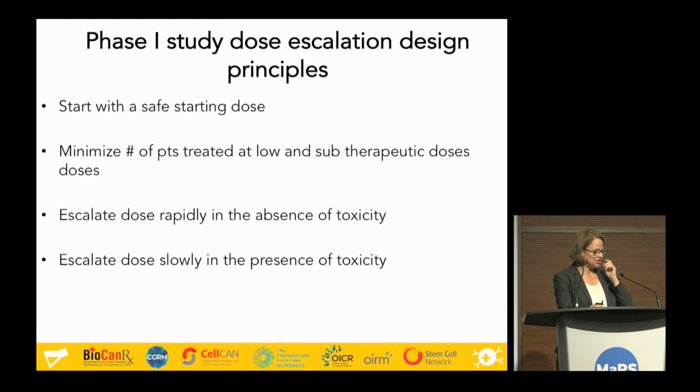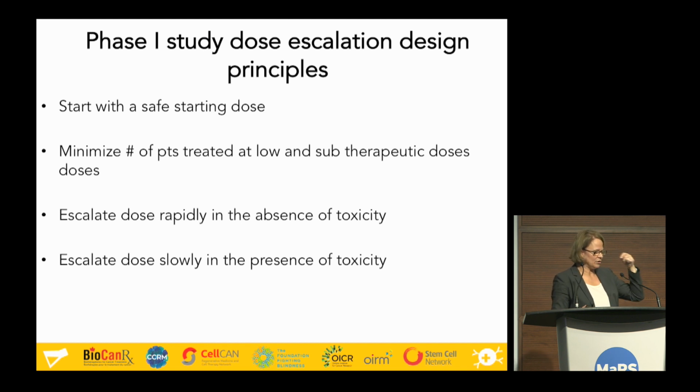Okay, so the dose part, the dose escalation part. Start safe, and we'll go through the criteria that we used in our CISS trial to come to the safe starting dose for the dose escalation study. The principle is to minimize the number of patients that are treated at low or subtherapeutic doses and escalate rapidly in the absence of toxicity, and then slow down if you do have the presence of toxicity. It doesn't sound like rocket science, does it?